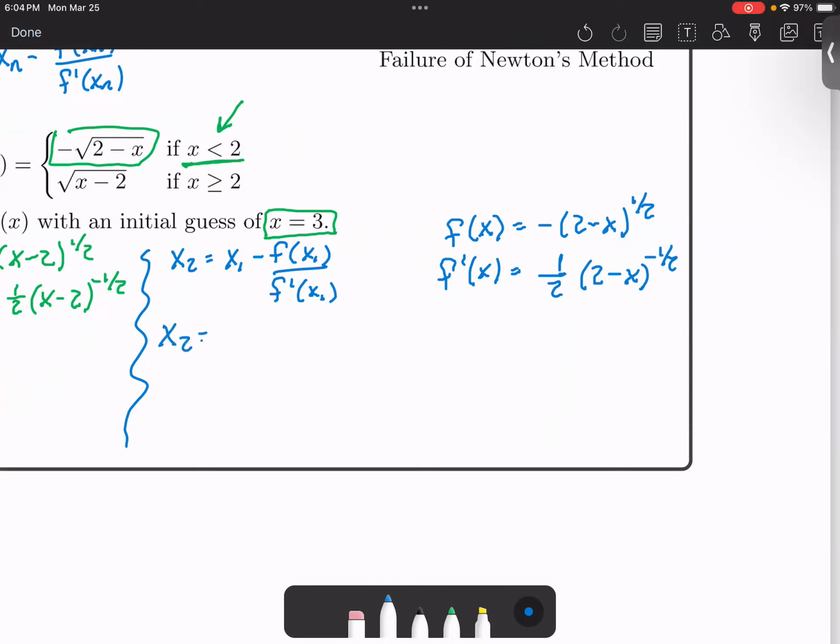So x2 will be given by 1 minus f at 1 over f prime at 1. This is 1 minus, for f of 1, if you plug 1 into this function, you get a minus 1. And for our derivative at 1, if you plug 1 into this derivative, you have a 1/2. So this becomes a 1 plus a 2, or 3.